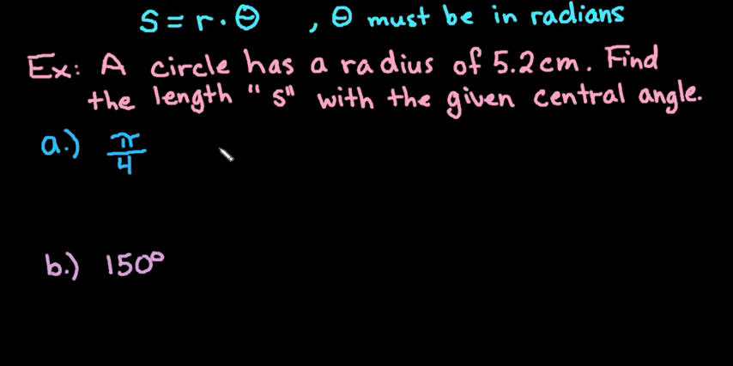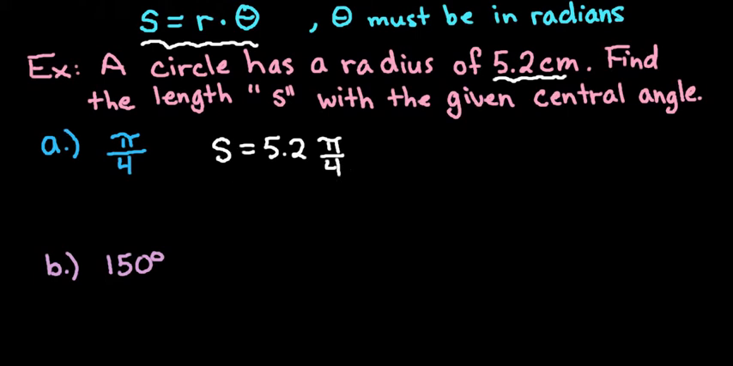A circle has a radius of 5.2 centimeters, so this is going to be my R, and we're going to find the length S with the given central angle. So all we have to do is plug it into this formula. So we would say that S is equal to 5.2 times pi over 4.